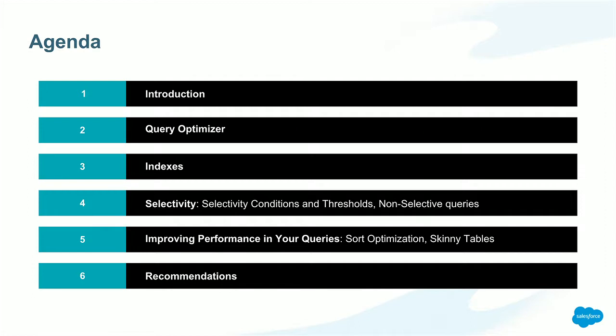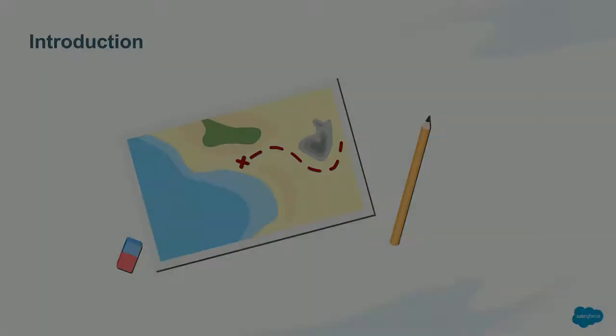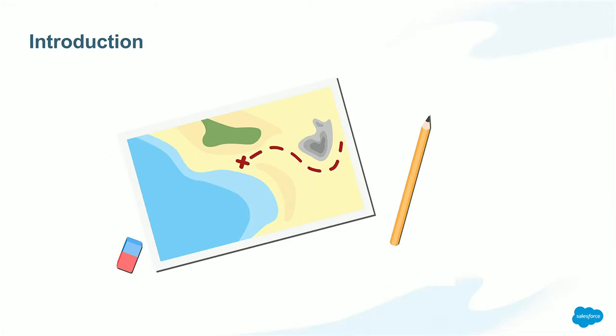And then I'm going to try to do a demo to clarify all these concepts related to the selectivity. And in the end of my presentation, I'm going to give you a couple of new tools to improve the performance in your queries, like the sort optimization and the skinny tables. And then I'm going to give the summary on all the tips that I'm going to provide you during this presentation. So let me start.